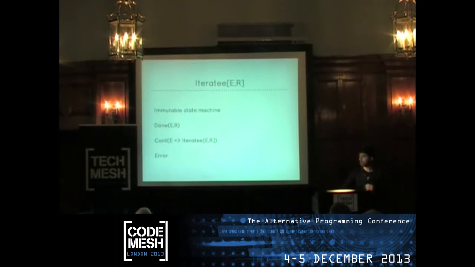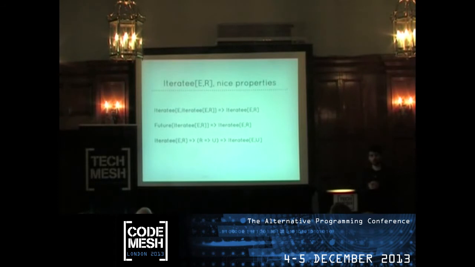Now, an iteratee also has nice properties. If we have an iteratee of something, we can imagine it that way, and that works. It's also well integrated with the future concept, because if I have a future of some iteratee, eventually it will give me a result. If there is a future on top of that, I can flatten it inside, and I can get an iteratee.